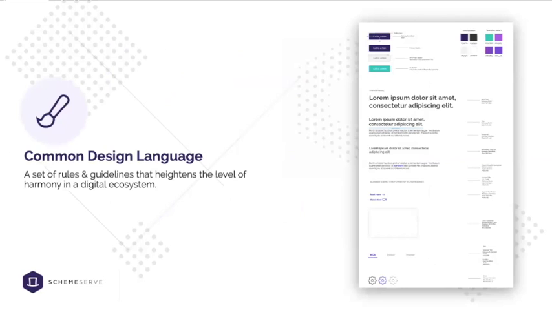So now I'm going to talk about a common design language. Now, a common design language is a set of rules and guidelines that heightens the level of harmony in the digital ecosystem. So what that means is a common design language is a style and a guideline on how that style should be rolled out. It's about standardization. It's about creating a unique visual identity and one that is consistent across all platforms, all interfaces, and all websites under our brand.